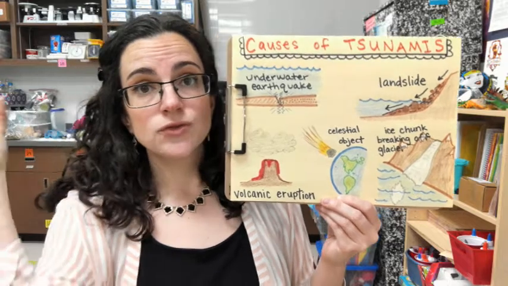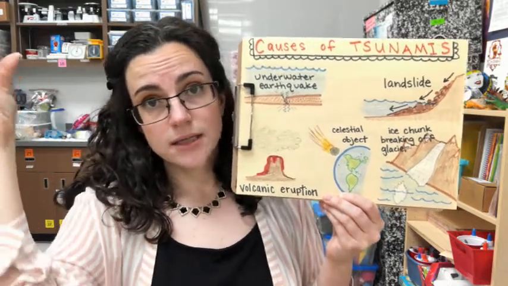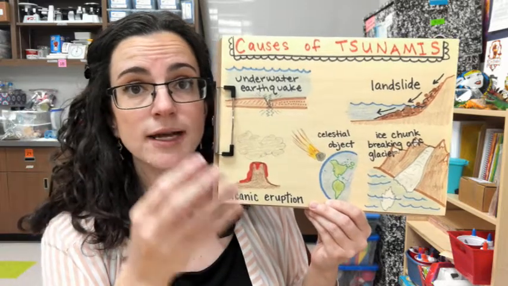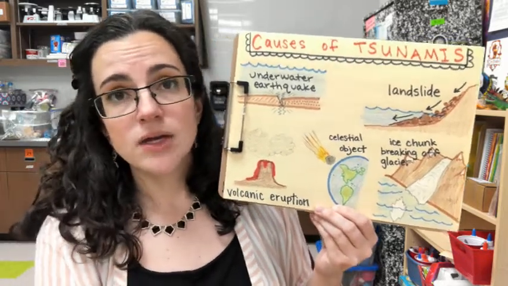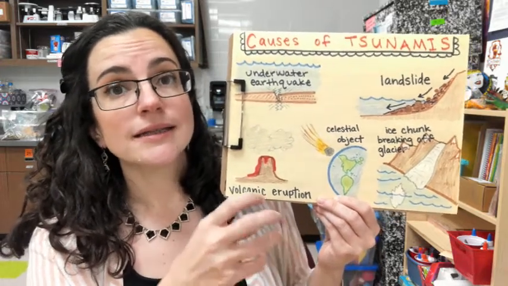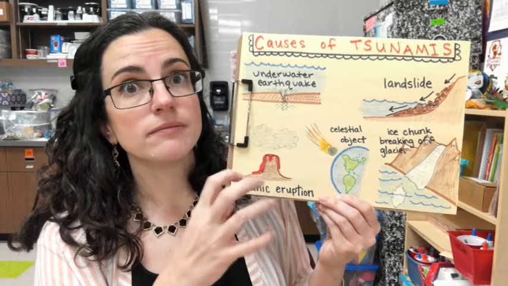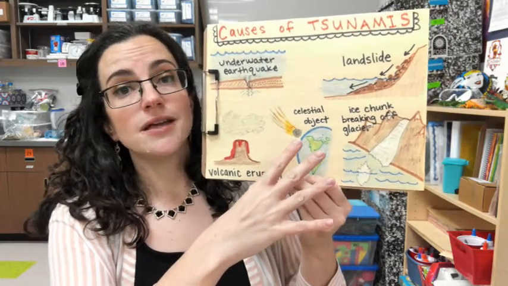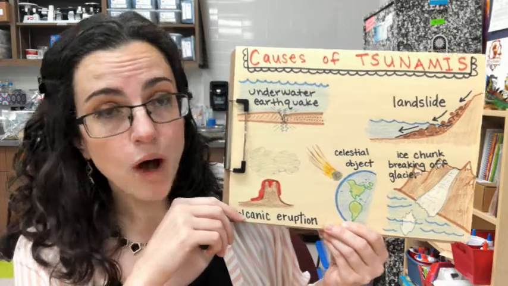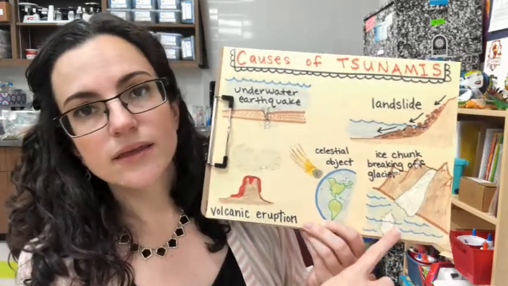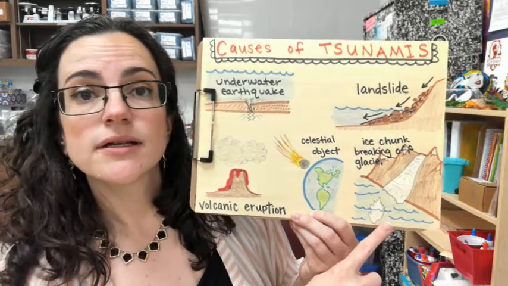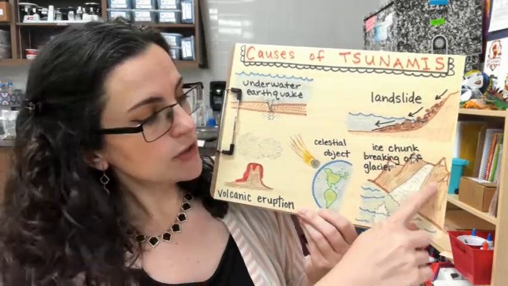Another way tsunamis could be started are from anything from space coming into contact with our planet's surface. Let's say an asteroid is flying through space, it comes through our atmosphere and makes contact with our planet. Bam! That big, big meteorite is going to cause a lot of energy and being dispersed if it comes in contact in water.